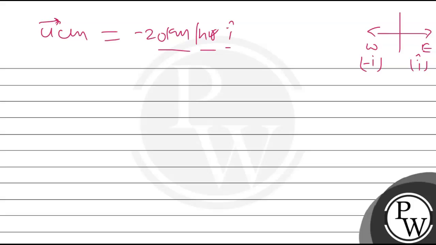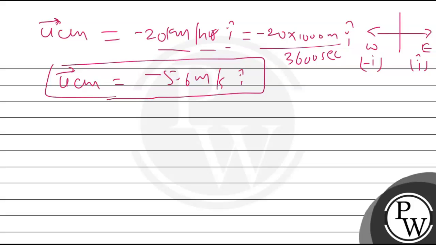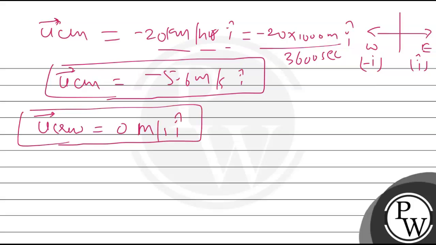Let us convert km per hour into meter per second. It can be written as minus 20 into 1000 meter upon 3600 seconds i cap. So the U cameraman is equal to minus 5.6 meter per second i cap. This is the first velocity. And now let us write the velocity of the crew members, at rest. It can be written as 0 meter per second i cap. This is the velocity of the crew members.